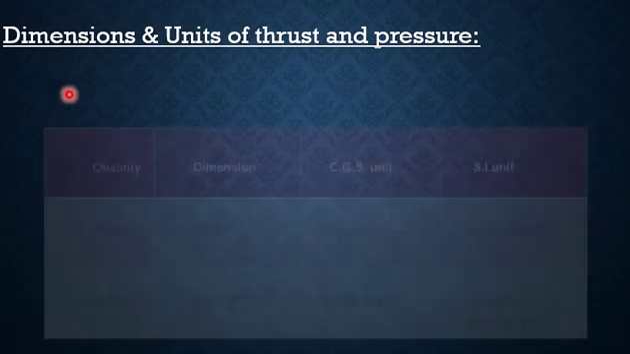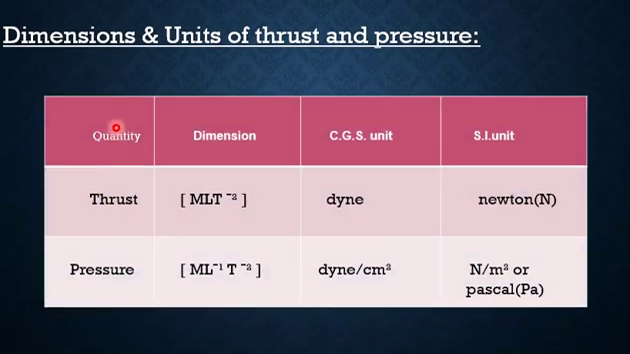So first here, this is the table. Now the quantity is thrust, whose dimension is the same as the dimension of force, that is MLT to the power minus 2, and its CGS unit is dyne and its SI unit is Newton. So it is the same as that of force.